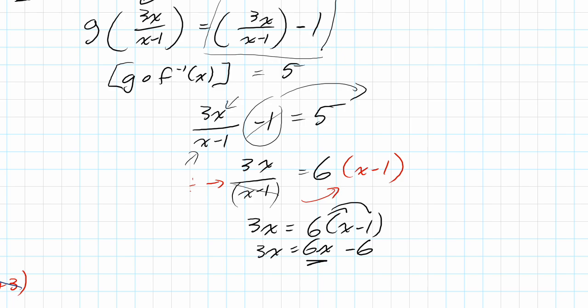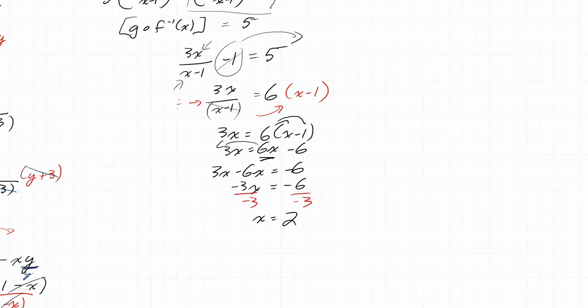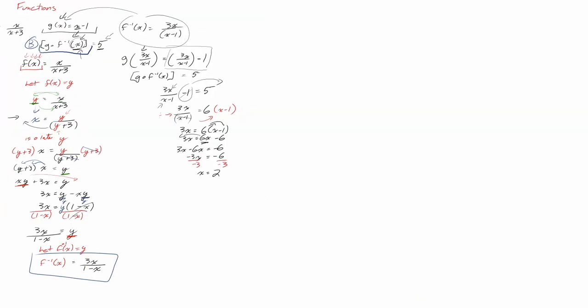I need to get my x values by themselves, so I'm going to move this x over. This will become 3x minus 6x equals negative 6. We're going to collect our like terms. This will become negative 3x is equal to negative 6. I need to isolate for x, so negative 3 divided on both sides. And we get a value of x is equal to positive 2 in this case. So we got to take a look at what your answer was, because I'm pretty sure the answer they gave you was pretty different from that.